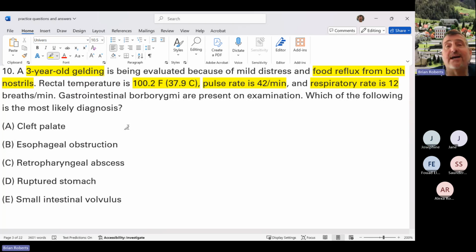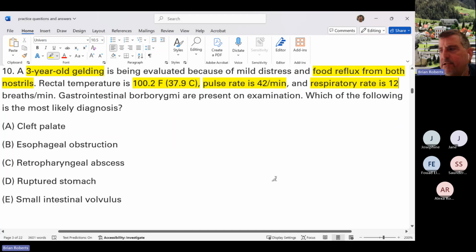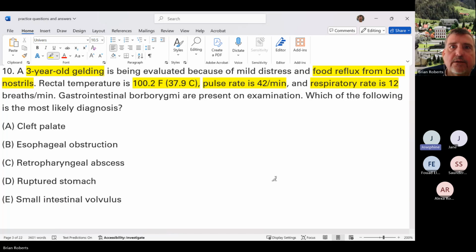So what do you think of those vital signs in this 3-year-old gelding? 102, 42, and 12. You think these are abnormal? Are they within limits? What do you guys think of those vital signs? They're within normal limits. Yeah. So have you guys seen a colic or something on clinics? A volvulus. Have you seen a horse with volvulus? Do they have a normal pulse rate? No, right? They're trying to die. So we have normal TPR.